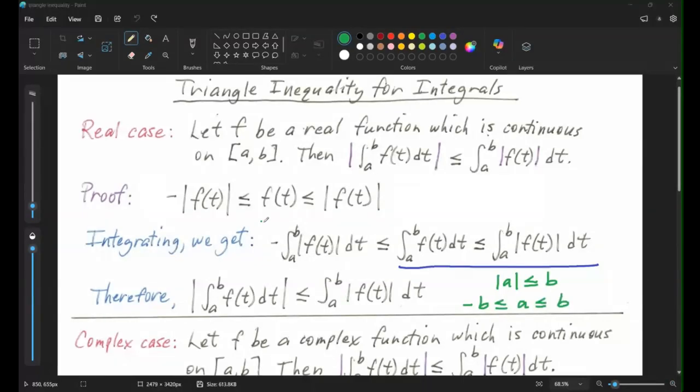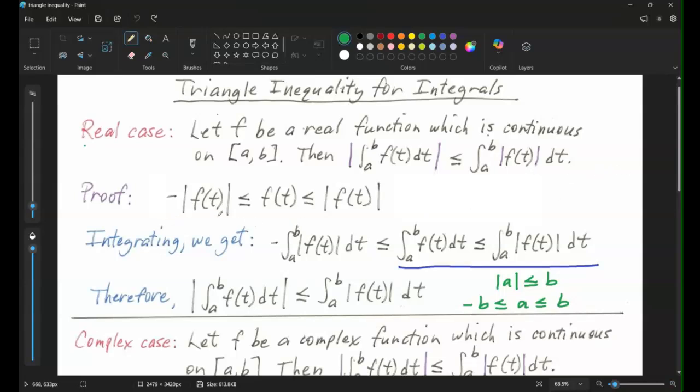Let's look at the proof of the triangle inequality for integrals. We're going to look at the real case and the complex case. So let f be a real function which is continuous on the closed interval a to b, then the absolute value of the integral is less than or equal to the integral of the absolute value.